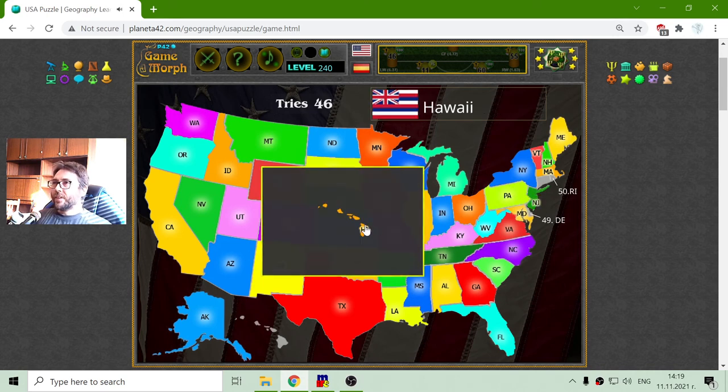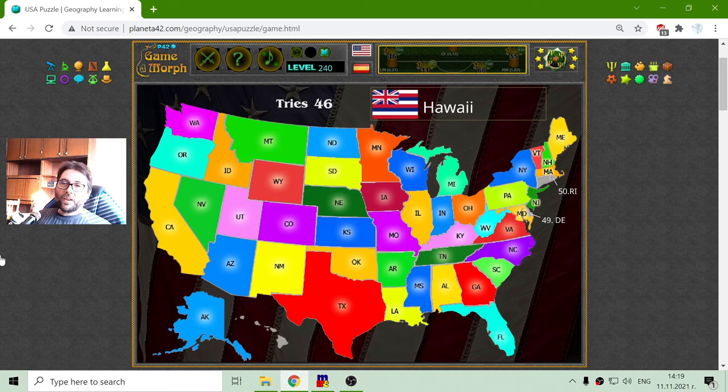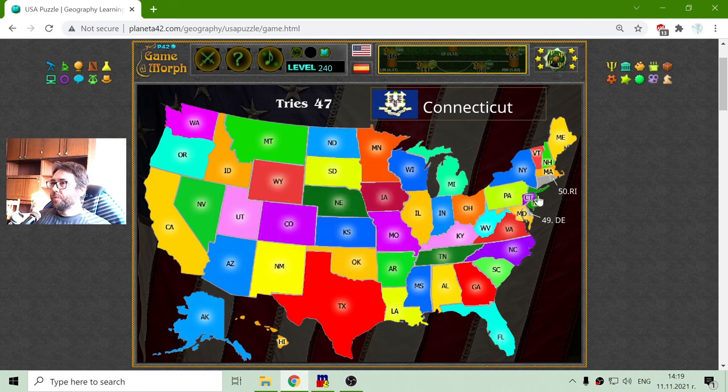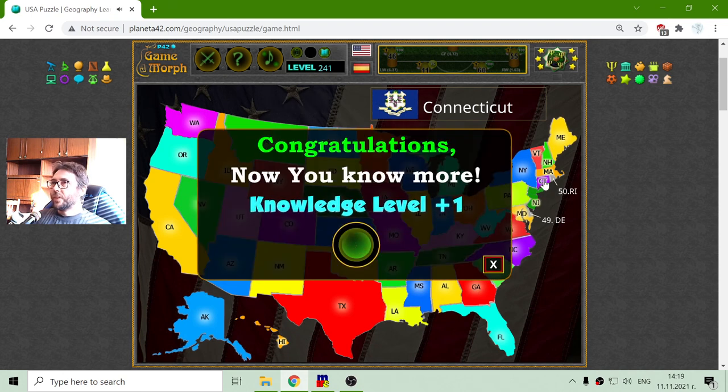And that is Hawaii. Okay, this is another exception. The Hawaiian Islands are very far west and south, and they are given here at the bottom. The Hawaiian Islands. I'm going back to the mainland, with the state of Connecticut.